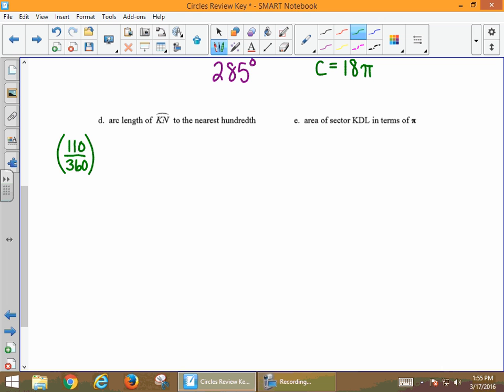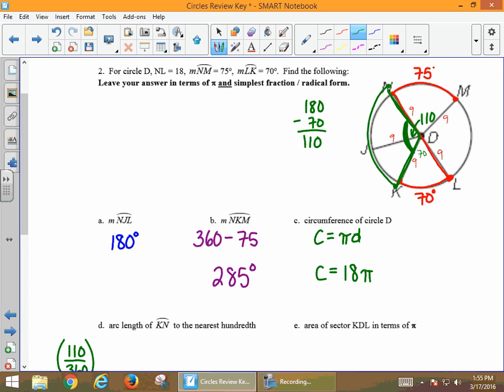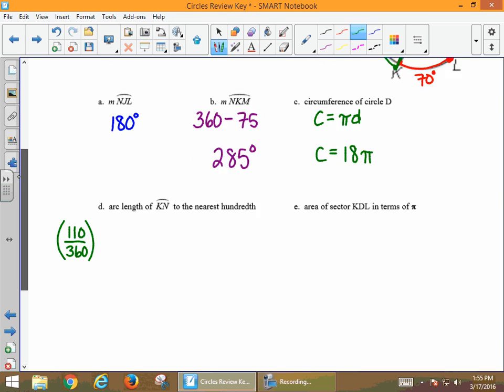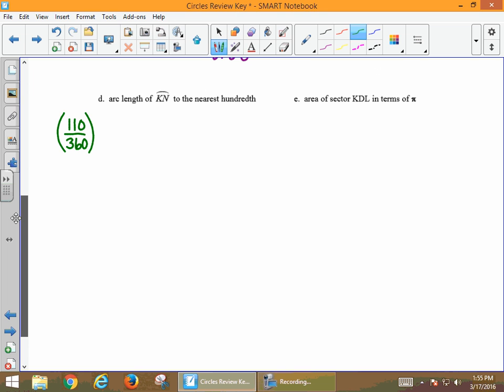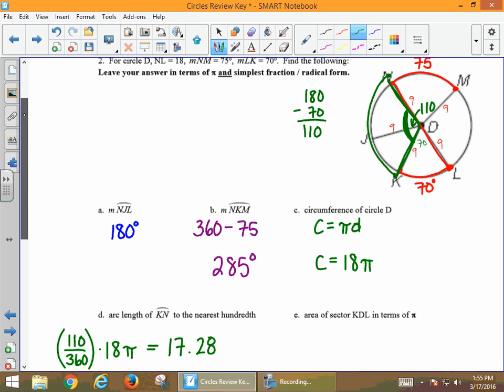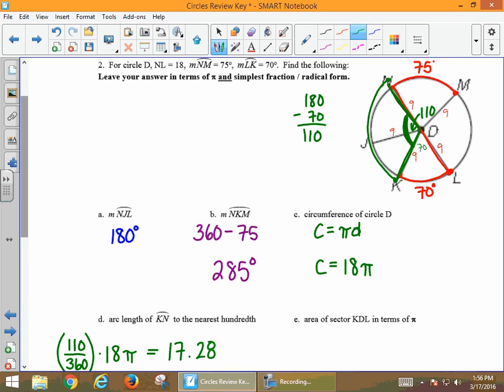The formula to find arc length is central angle, 110, out of 360. That tells me the proportion of the circle that I am going to use. I am not going to use the distance around the circle for a whole 360 degrees. I only care about 110 out of those 360 degrees. So I do 110 divided by 360, then I multiply it by the circumference, which we said was 18 pi. If I type this all into my calculator, you should get 17.28. And that is rounded to the nearest hundredth, to 2 decimal places.